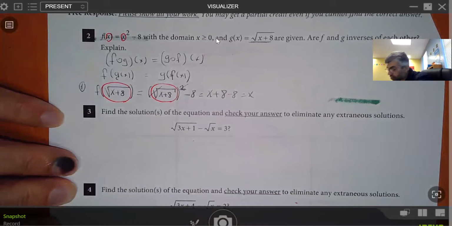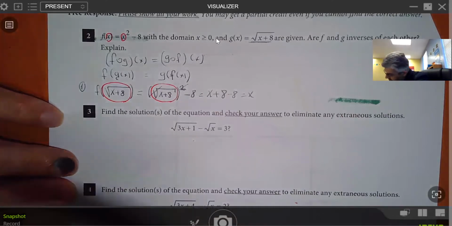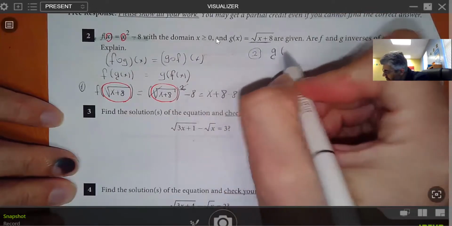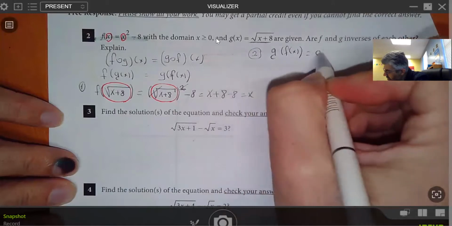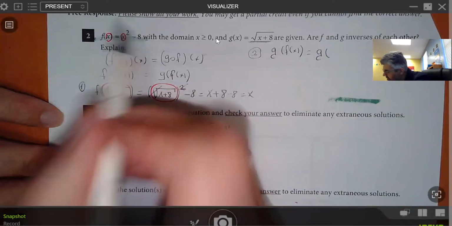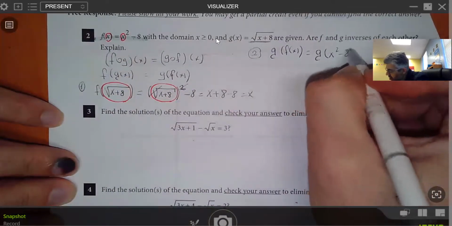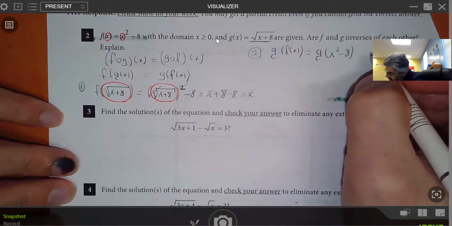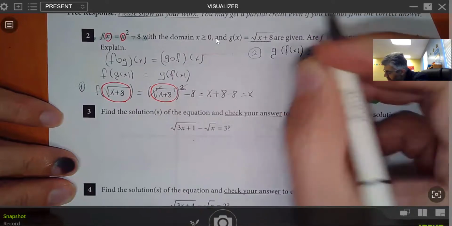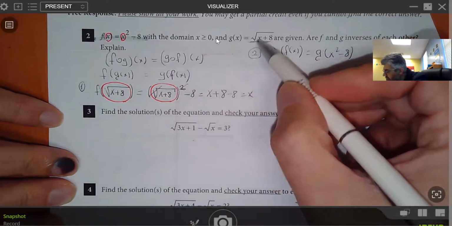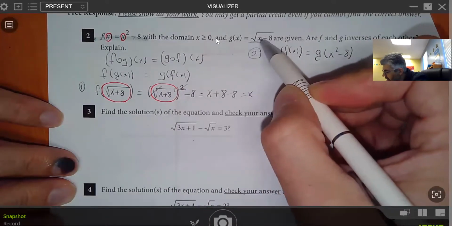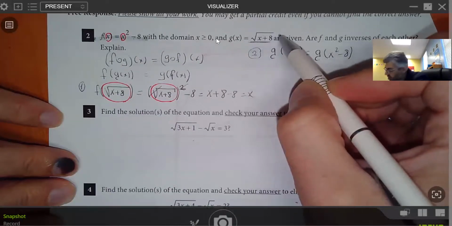Good. So let's see g of f of x. Let's write g of f of x. What is f of x? Here I have to write the f of x. F of x is given as x squared minus 8. Now, I have to find this value. So g of something. How is the function? G of x is root x plus 8. I plug this value here and then add 8 and then take square root of it.